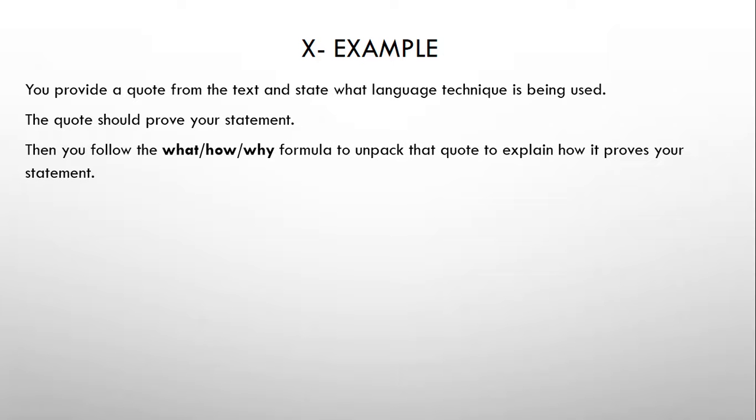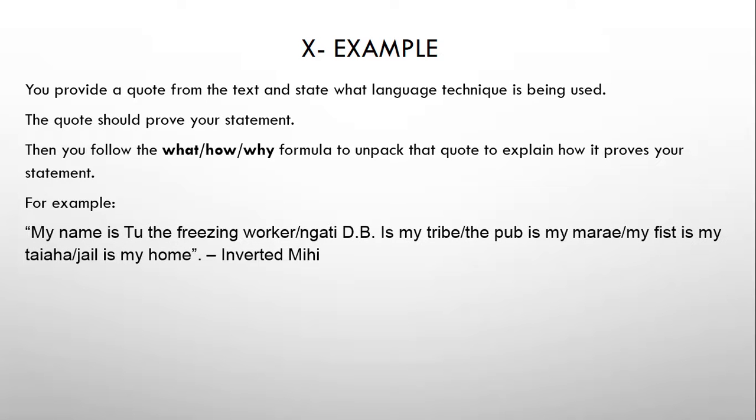So after you've given your quote, you follow the what, how, why formula to unpack that quote to explain how it proves your statement. So for example, leading on from my judgment statement I've given as an example, I'm going to use this quote. My name is Tu, the freezing worker. Ngāti DB is my tribe. The pub is my marae. My fist is my taiaha. Jail is my home. And I've labelled that as an inverted mihi.